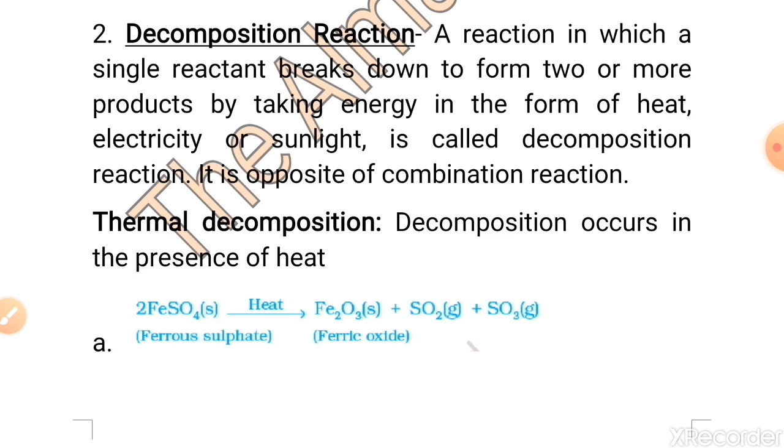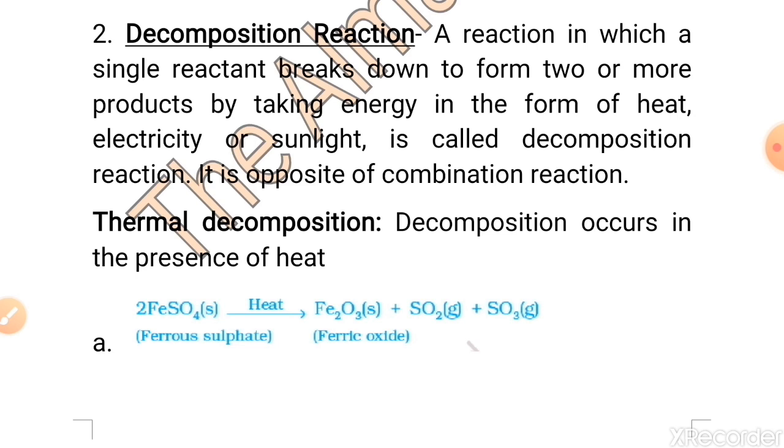Let me remind you. In combination reaction, you studied that two or more reactants combine together to form a single product. And here, a single reactant breaks down in order to form two or more products. Decomposition reaction has been divided into three types as per the requirement of energy in each of them.